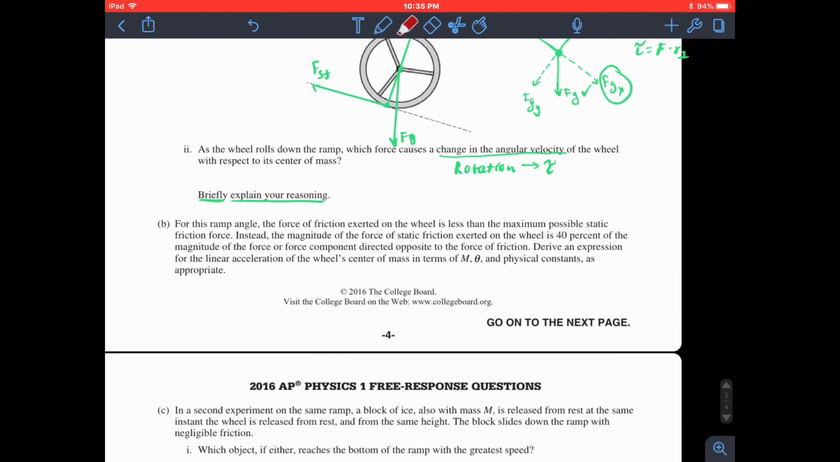Okay. For part B, it says, for this ramp angle, the force of friction exerted on the wheel is less than the maximum possible static friction force. Instead, the magnitude of force of static friction exerted on the wheel is 40% of the magnitude of the force component directed opposite to the force of friction. Derive an expression for linear acceleration of the wheel center of mass in terms of m, theta, and physical constants as appropriate. So that's the fourth rule I was talking about, right?